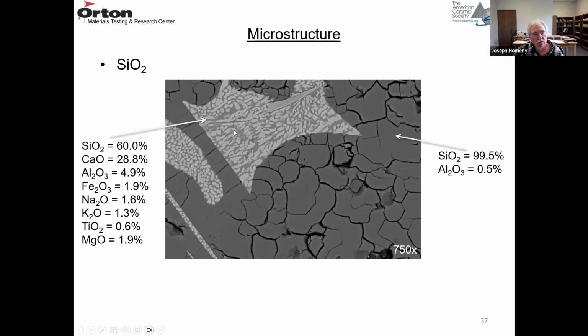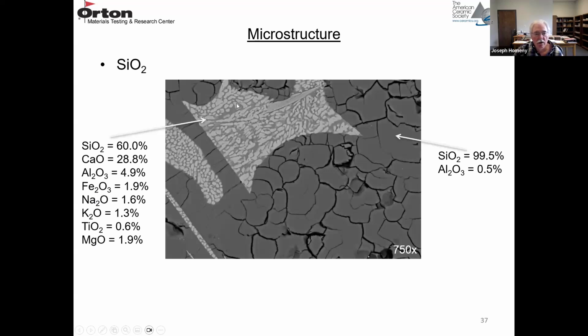And then here's your impurity region. There's actually two phases here. The overall chemistry of this region is about 60% silica, 28% lime. And then the balance are the same type of impurities: alumina, the iron oxide, the two alkalis, sodium and potassium, titanium, magnesia. So there's actually two phases here because this is cooled down to room temperature.